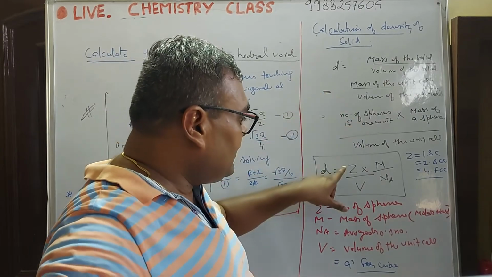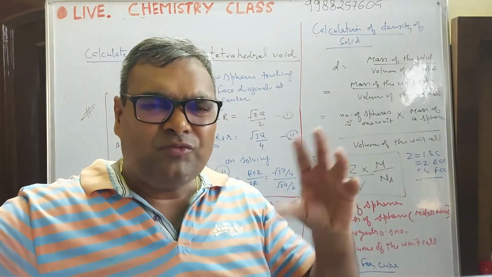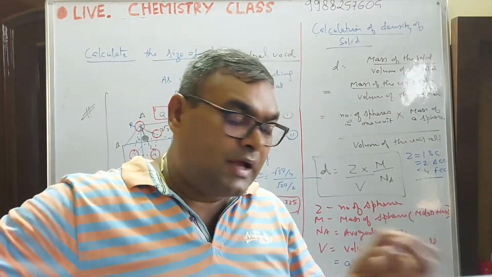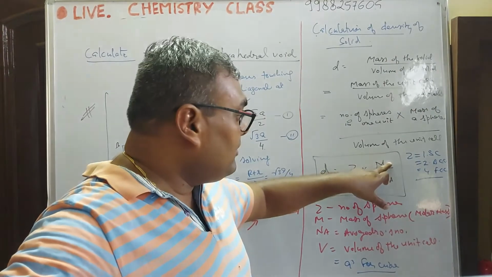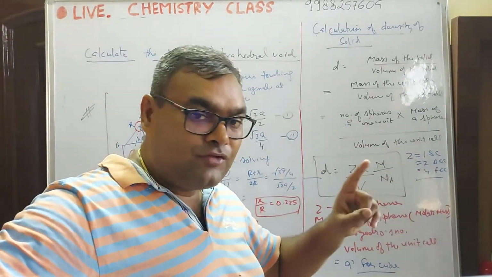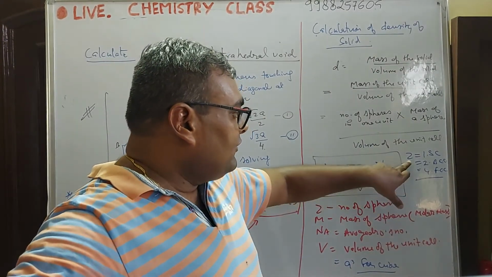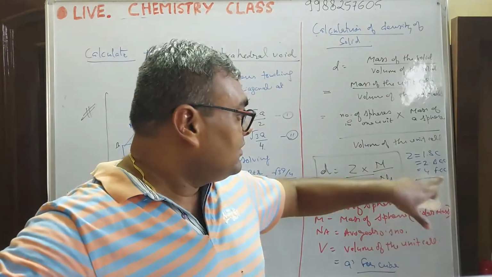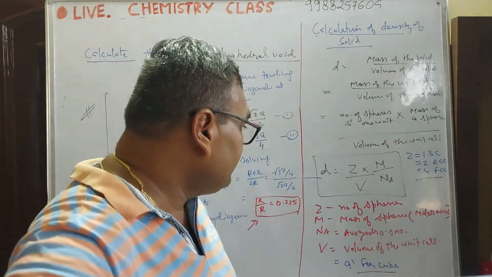Simply suppose that Z is the number of spheres in one unit cell, and M is the molar mass of the sphere. Sphere may be atom, may be molecule, may be ions. We can find out mass of one sphere, it's a molar mass. By dividing by Avogadro number, you get mass of one molecule, one atom. And V is the volume. Z number of spheres है. Z may be 1 for simple cubic, maybe 2 for body centered cubic, maybe 4 for face centered cubic.